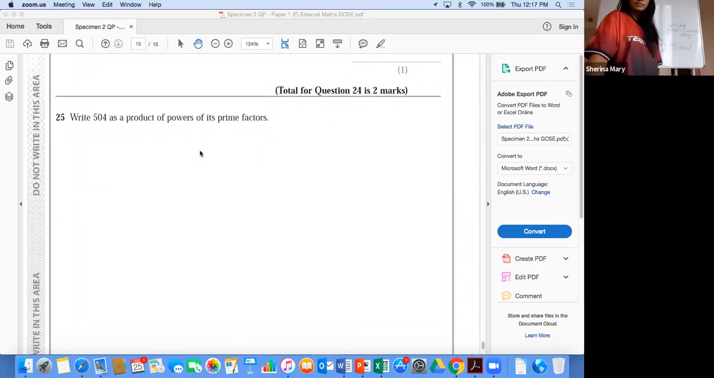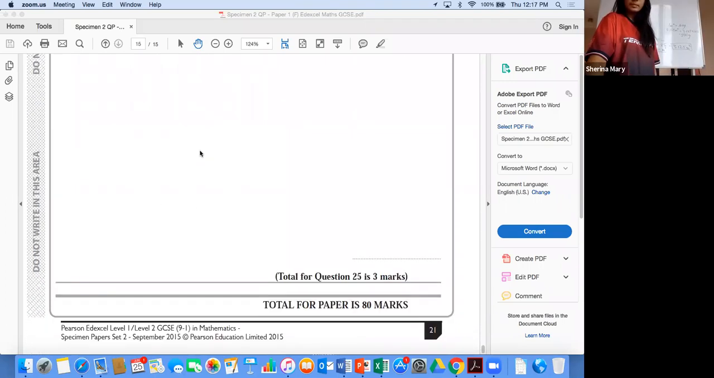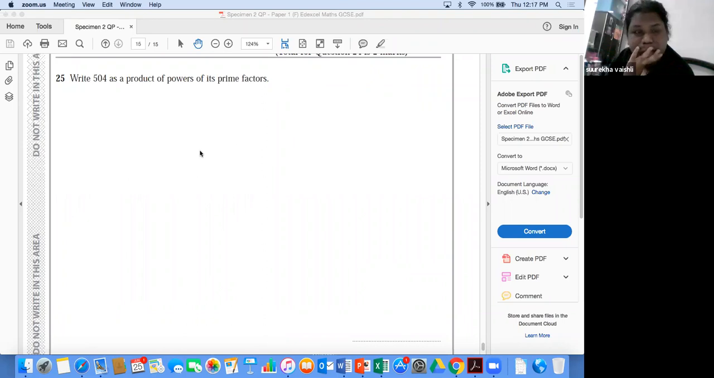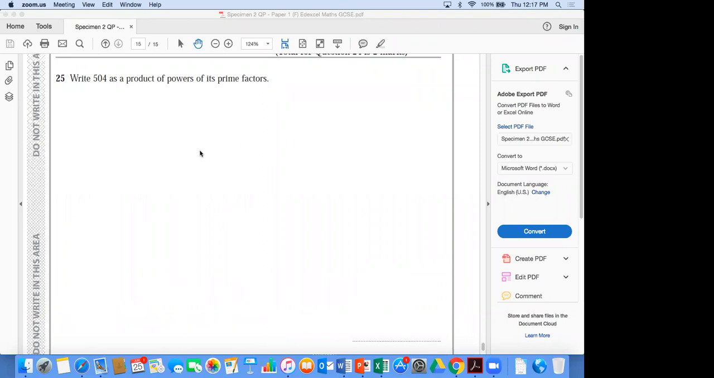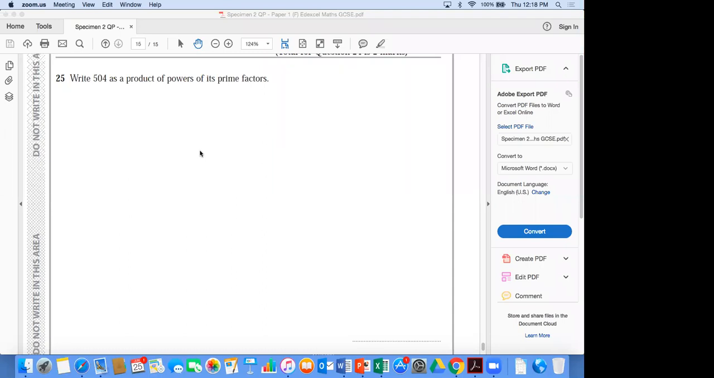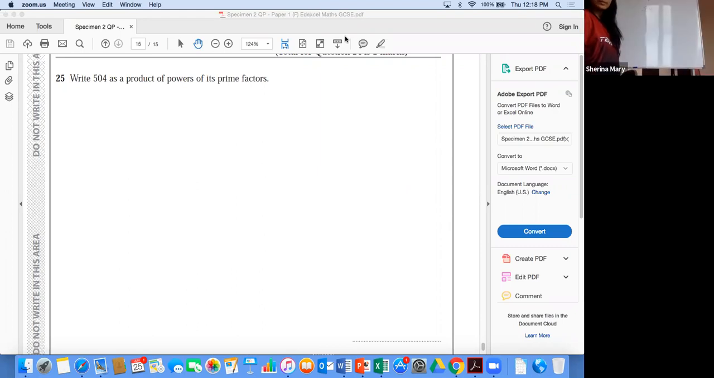Okay, let's put this. Last one. Did you all do number 25? Yes, sir. Let's see. Write 504 as a product of powers of its prime factors. So before you find prime factors, you have to look for factors first. So basically just draw a factor tree, right? Therefore, the answer is 2 to the power of 3 times 3 to the power of 2 times 7. Let me work it out also. For question 25 I only did A, I didn't do B.